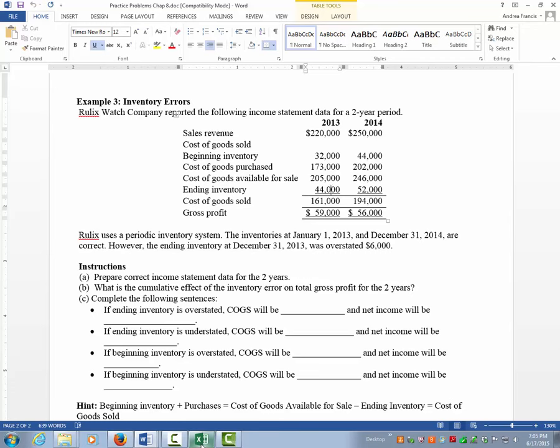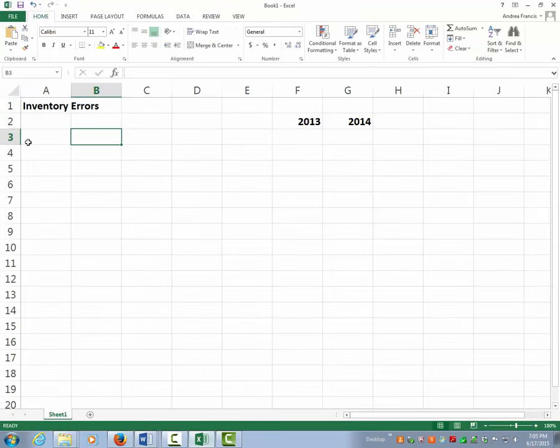Okay, so find a clean page or a book or something where you can write, and let's go ahead and prepare this income statement for 2013 and 2014. So I'm working off of what we were given in the handouts, and then obviously we are going to fix that error that exists. So we start off the same as in the question.